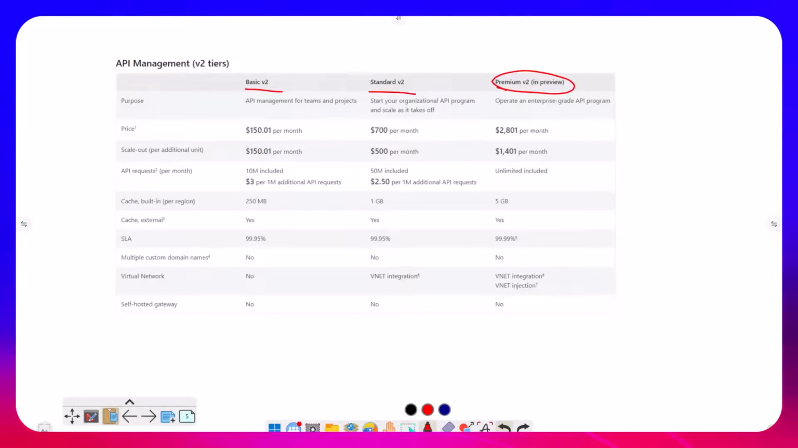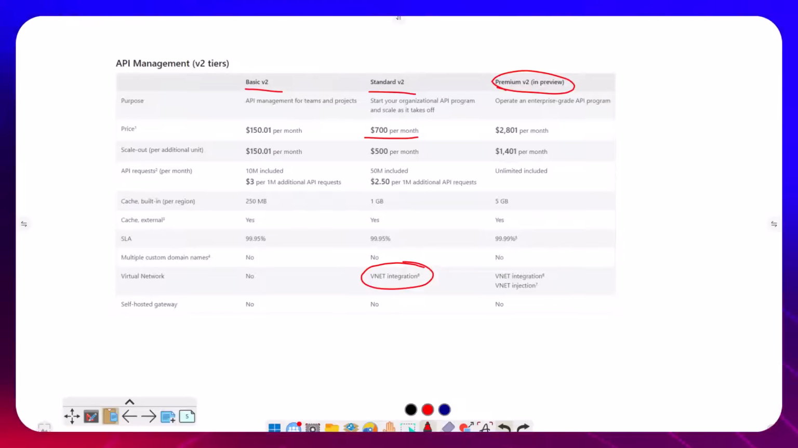But the big one for me on here is that the standard tier supports VNet integration for $700 a month. That's considerably cheaper than you were able to do that with the V1 tiers, because that required you to have the premium SKU, which was quite expensive. So that's probably the biggest difference in terms of impact for customers.